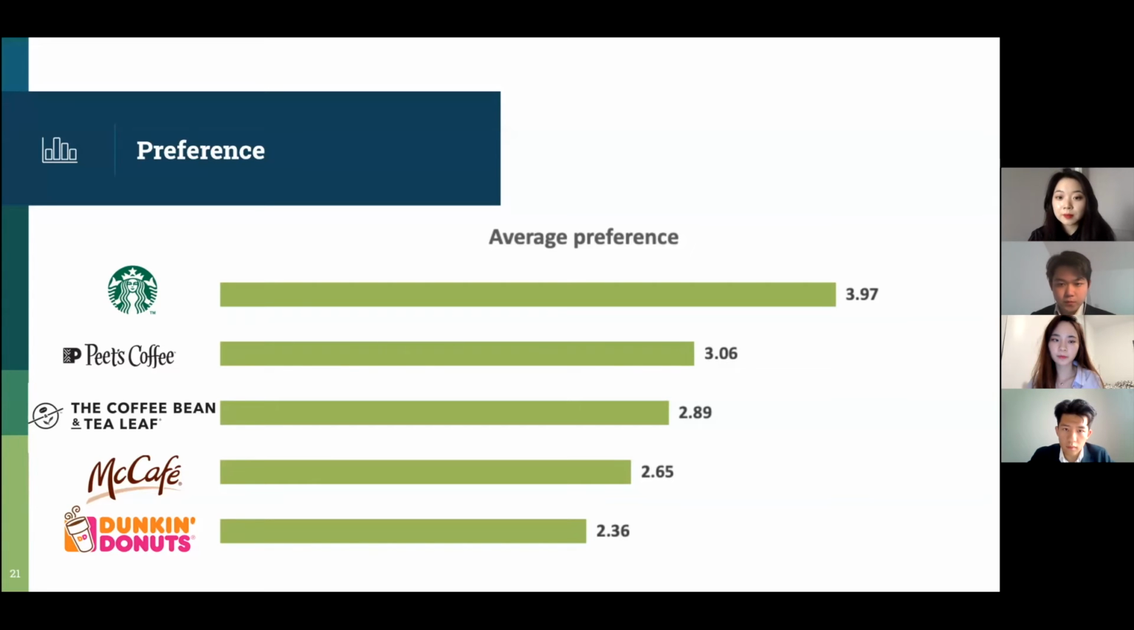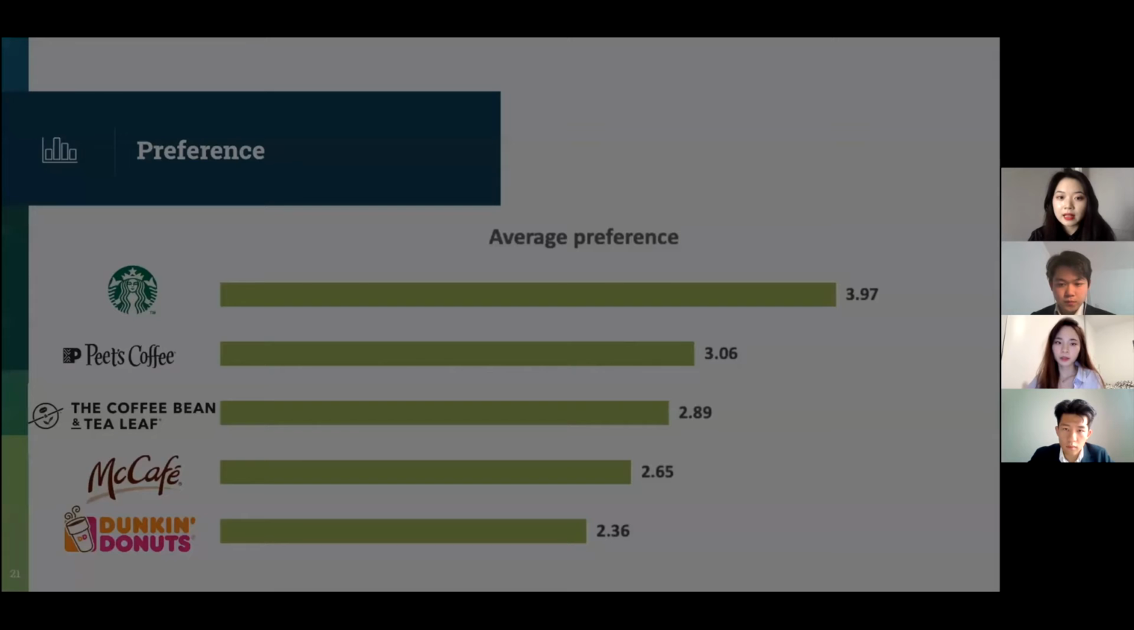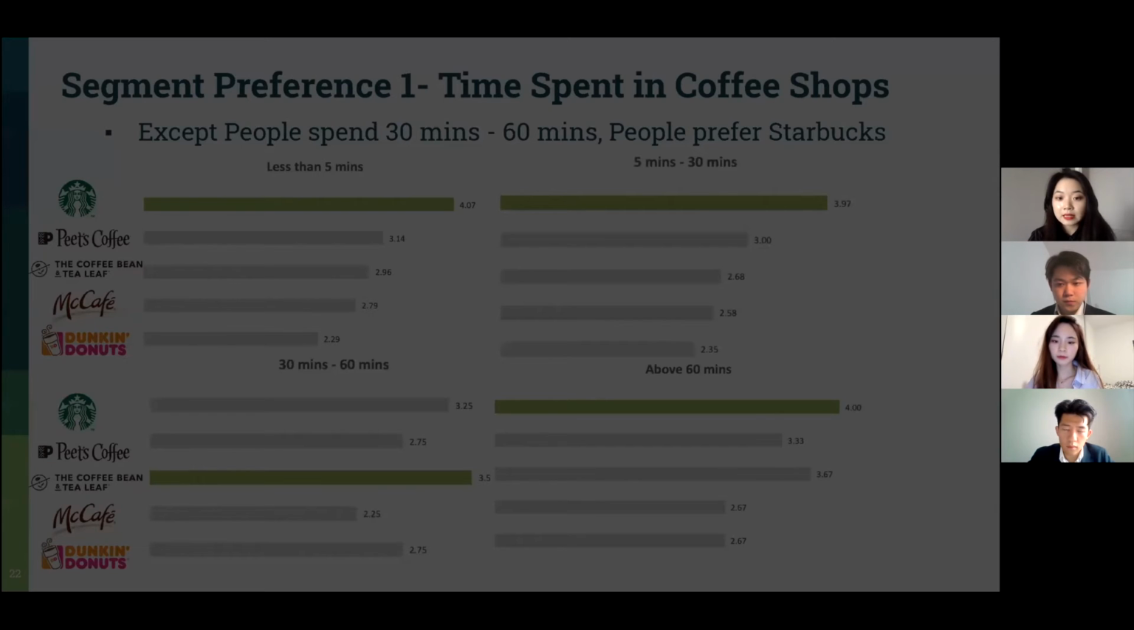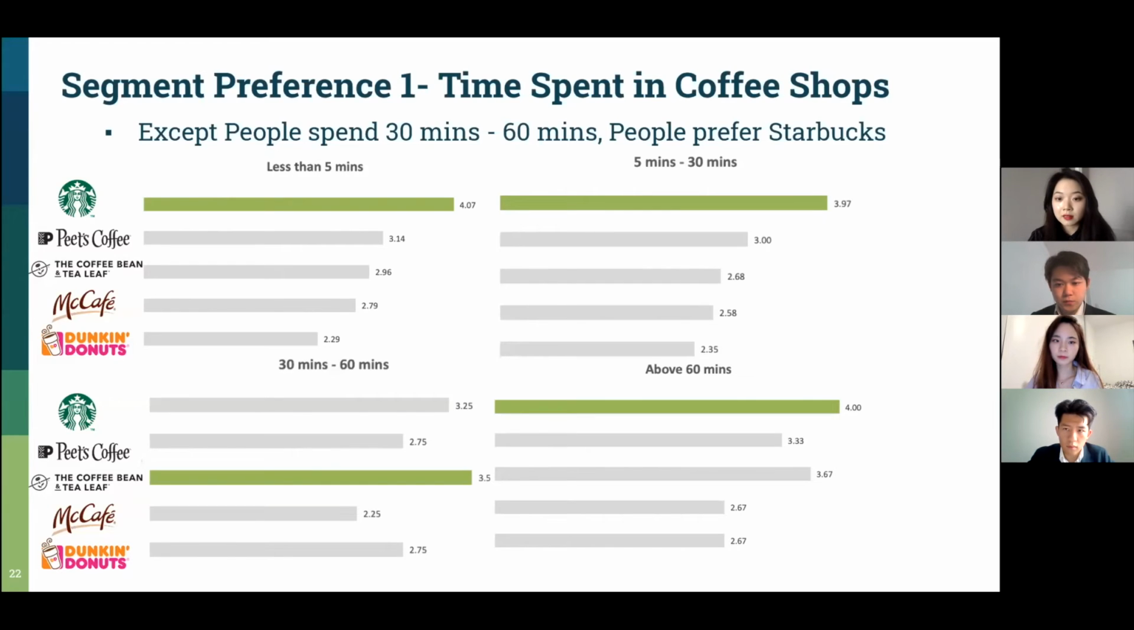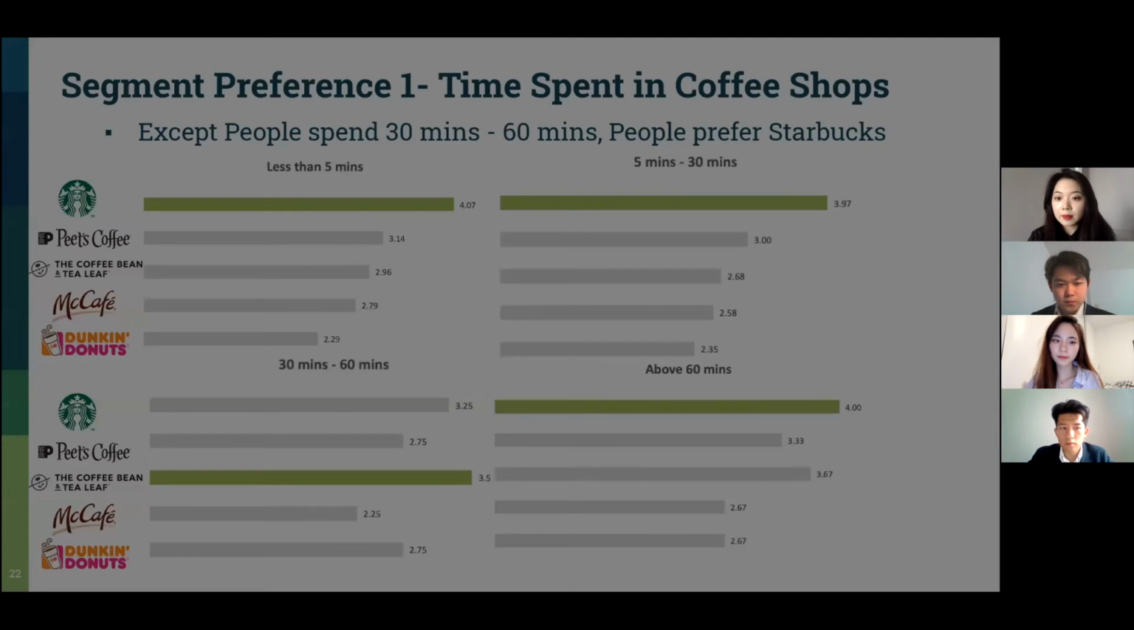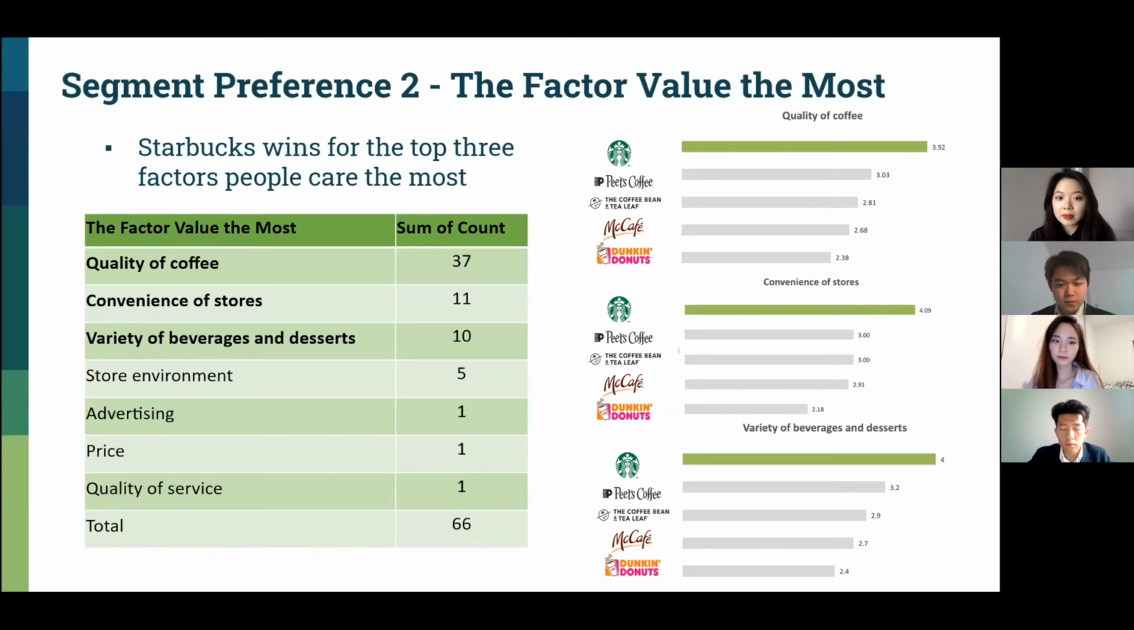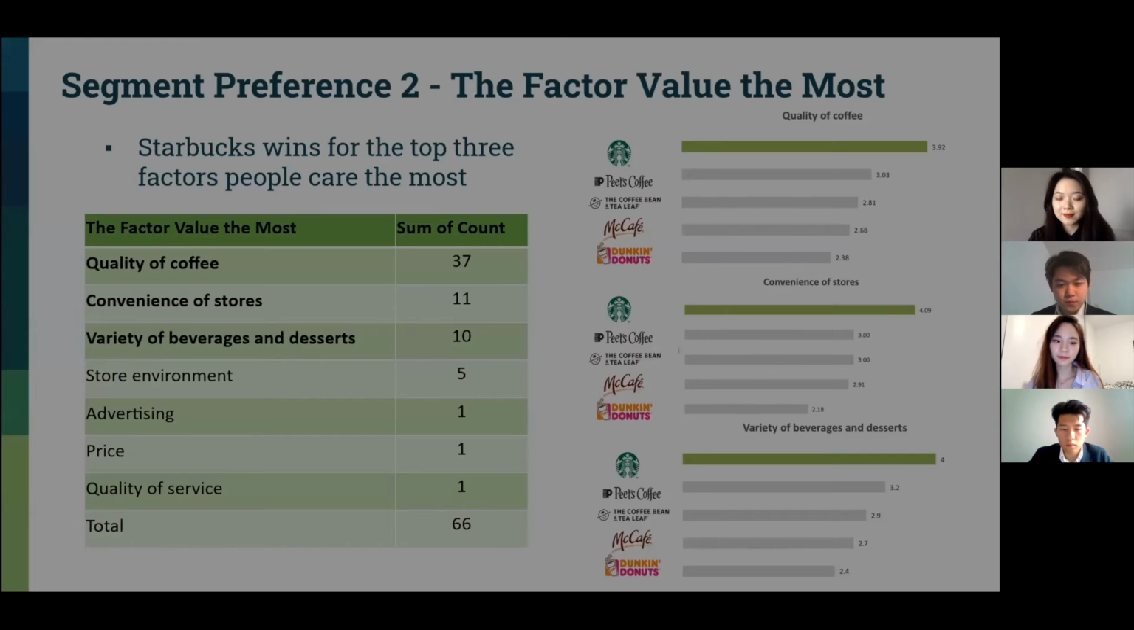First is segment by the time spent in coffee shops. Except people who spend 30 minutes to 60 minutes, Starbucks has the highest score. Second is segment by the factor people value the most. For the top 3 factors, Starbucks wins as well. In general, Starbucks positions a pretty nice image to the customers. Next, let's welcome Karen to show you predictive analytics.